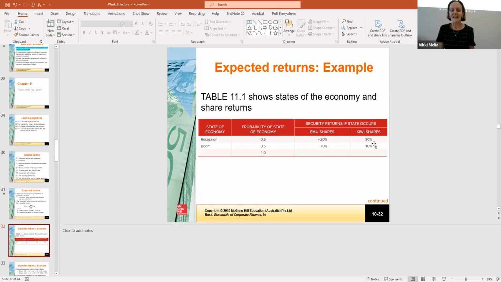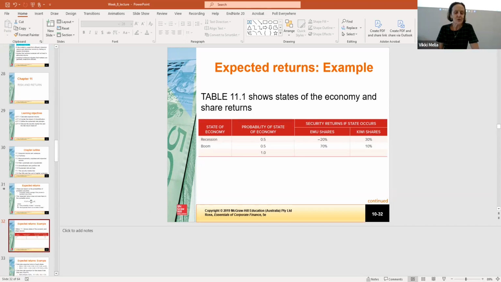And then for shares in Kiwi, the expected return if the economy is in recession is 30%, and the expected return in boom is 10% for shares in Kiwi. So these are also forecasts for the future. These are two good assets to put together in a portfolio because the returns are quite different. When the economy is in recession, EMU has a negative return, but Kiwi actually has a high positive return in recession. So they're two good assets to combine together in a portfolio.